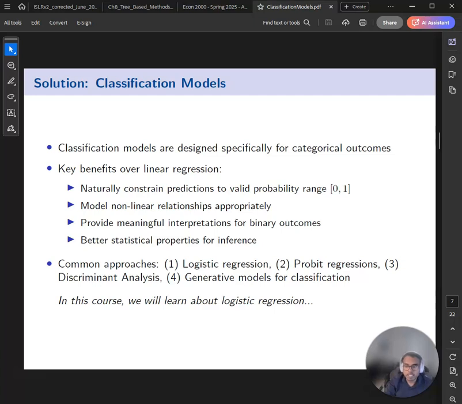These are some of the common approaches to classification problems. We are only going to talk about logistic regression, but we also have in our toolkit probit regressions, which are very similar to logistic. We also have discriminant analysis as well as generative models for classification. But in this video and in this course, we are going to talk only about logistic regression.